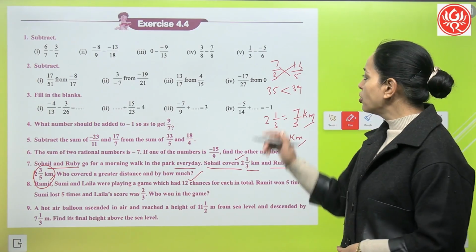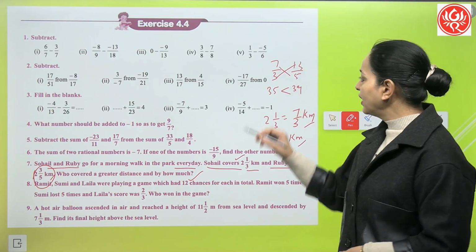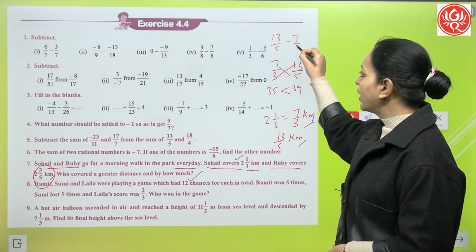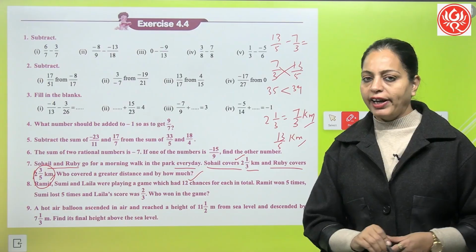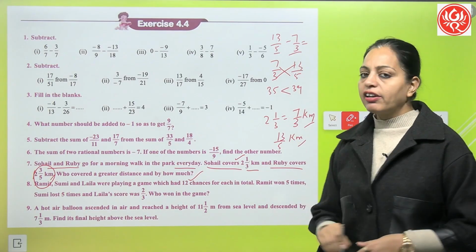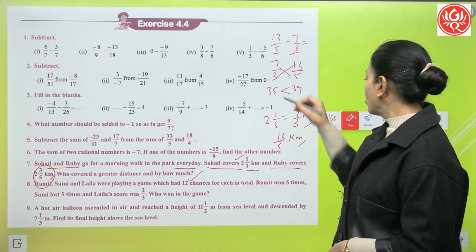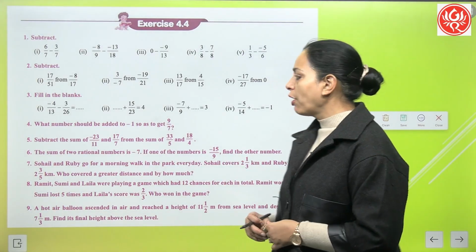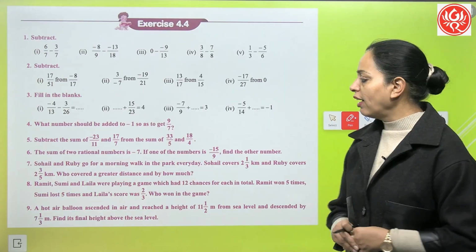And how much more? So we will subtract these two. So 13 by 5 minus 7 by 3, right? These are unlike rational numbers. So we can change them into like equivalent rational numbers and then find the answer.